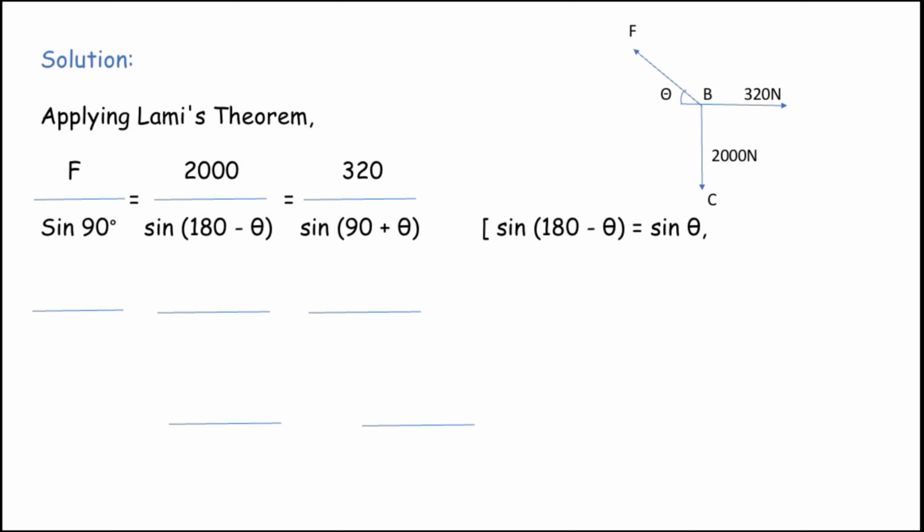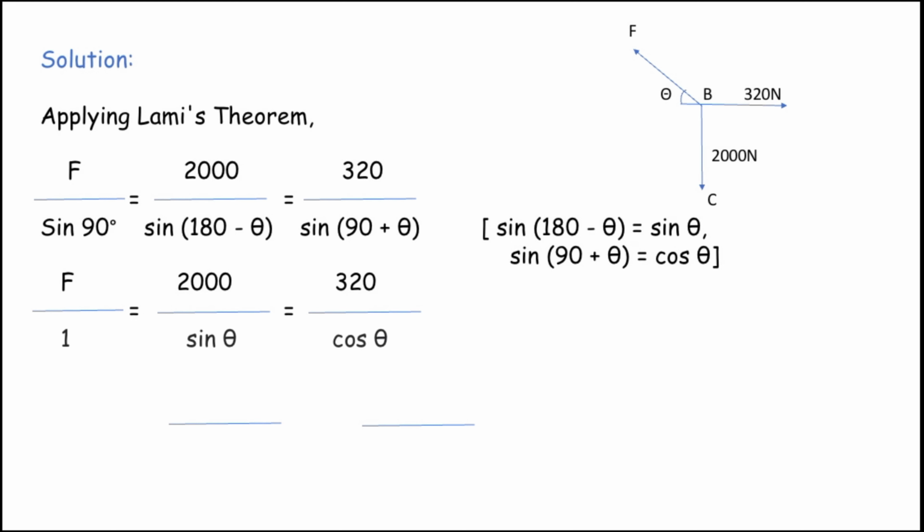Due to that, sine 180 minus theta is equal to sine theta and sine 90 plus theta is equal to cos theta. So that is the formula. Now we are going to substitute this in the solution. F divided by sine 90 is F divided by 1, equal to 2000 divided by sine theta and 320 divided by cos theta. Now I am going to take it separately for the F. So F equal to 2000 divided by sine theta and F equal to 320 divided by cos theta.